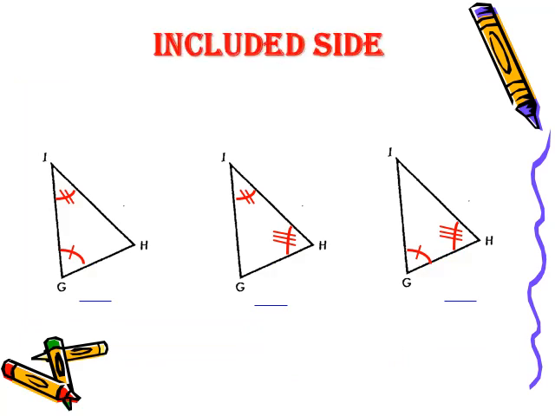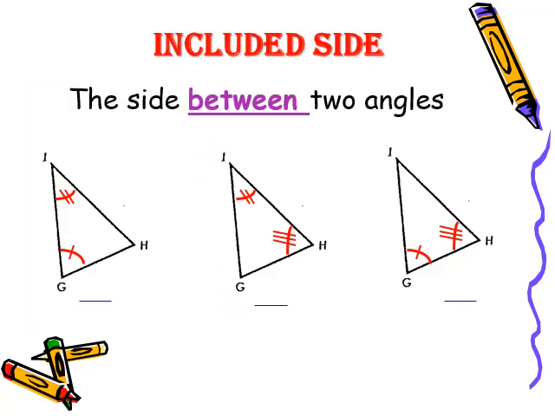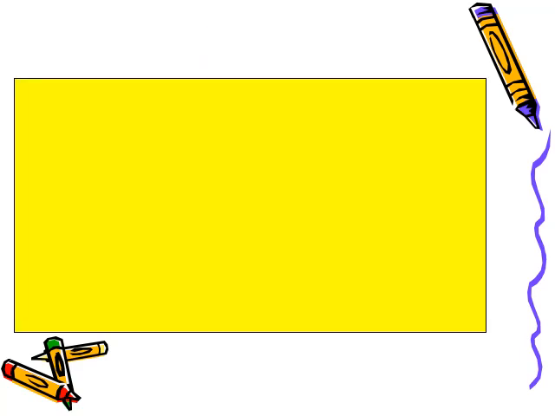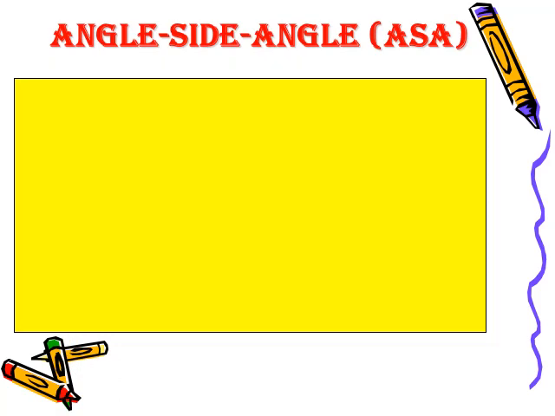Second, the case that includes the side between the two angles. First triangle, GI is the side between two angles, G and I. Second triangle, HI is the side between the two angles, H and I. Third triangle, GH is the side between the two angles, H and G. Follow the side between the two angles: angle, side, angle.